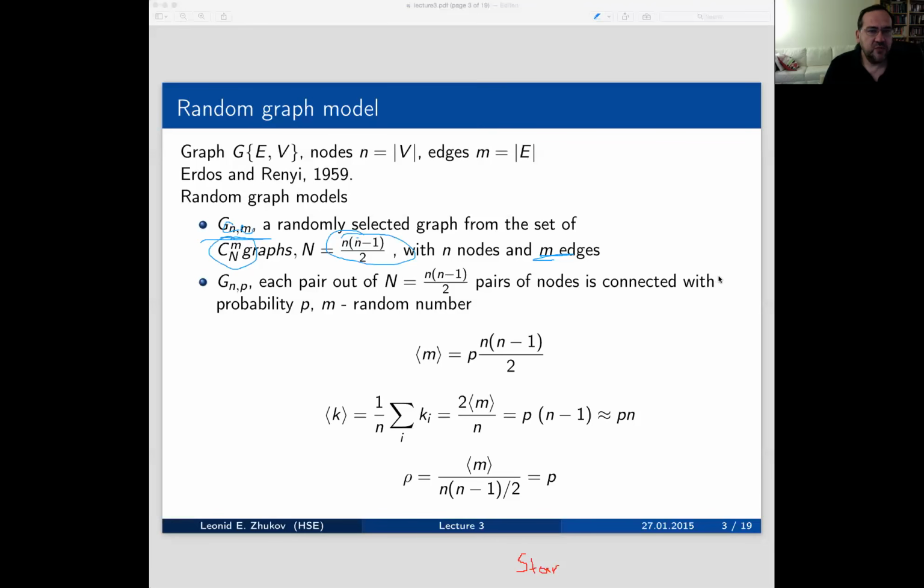Another, much more constructive approach is the so-called G(n,p) model. In this case, what's given is a number of nodes and the probability that each pair of nodes out of the given nodes is connected. So pretty much it means the following. You have a bunch of nodes.